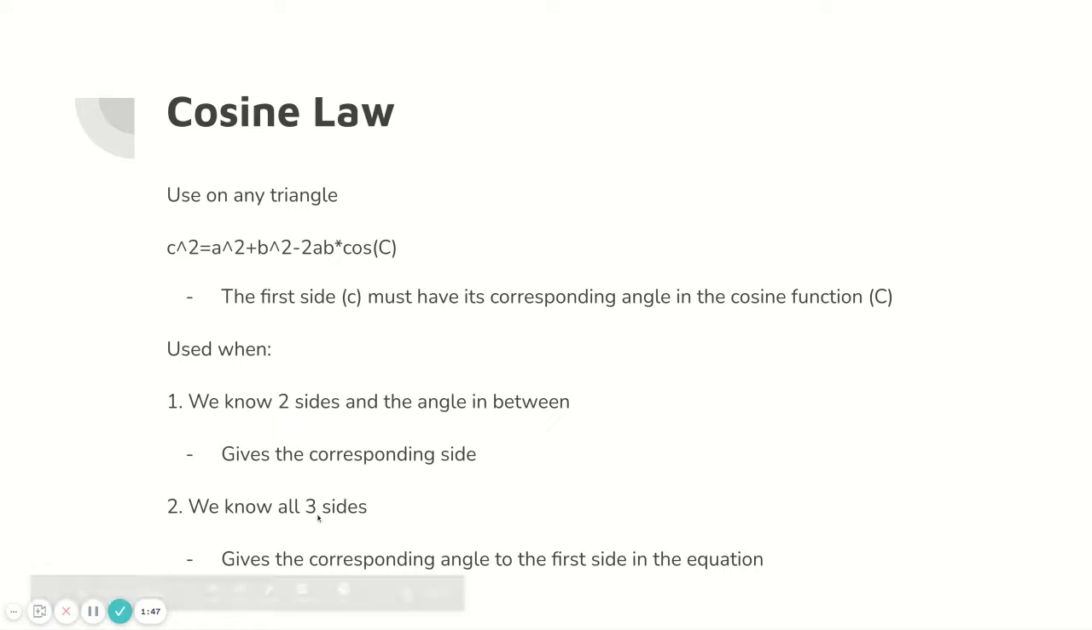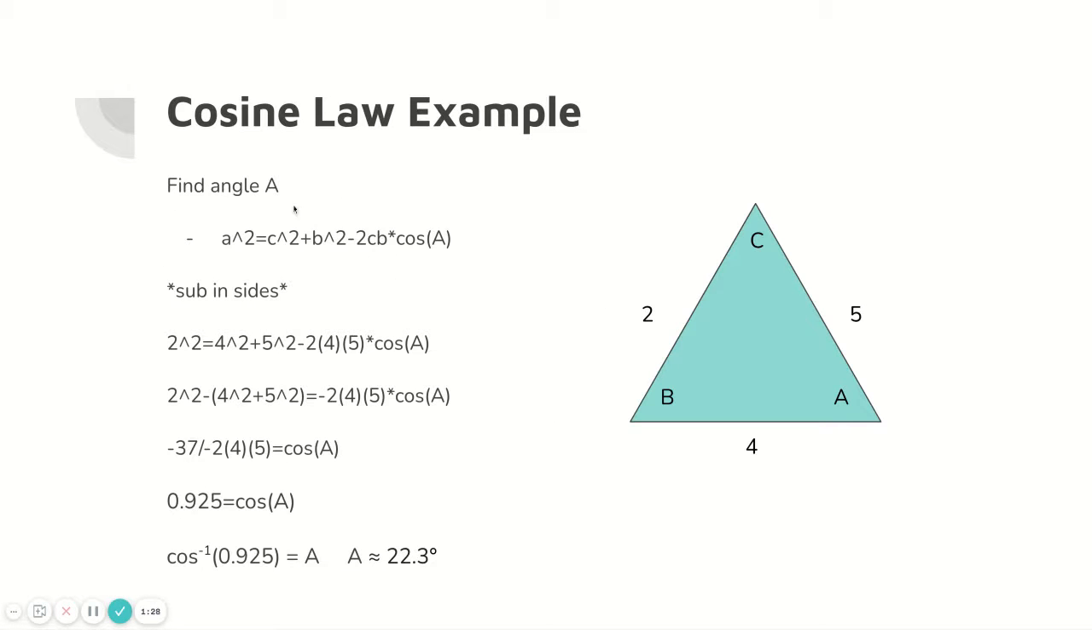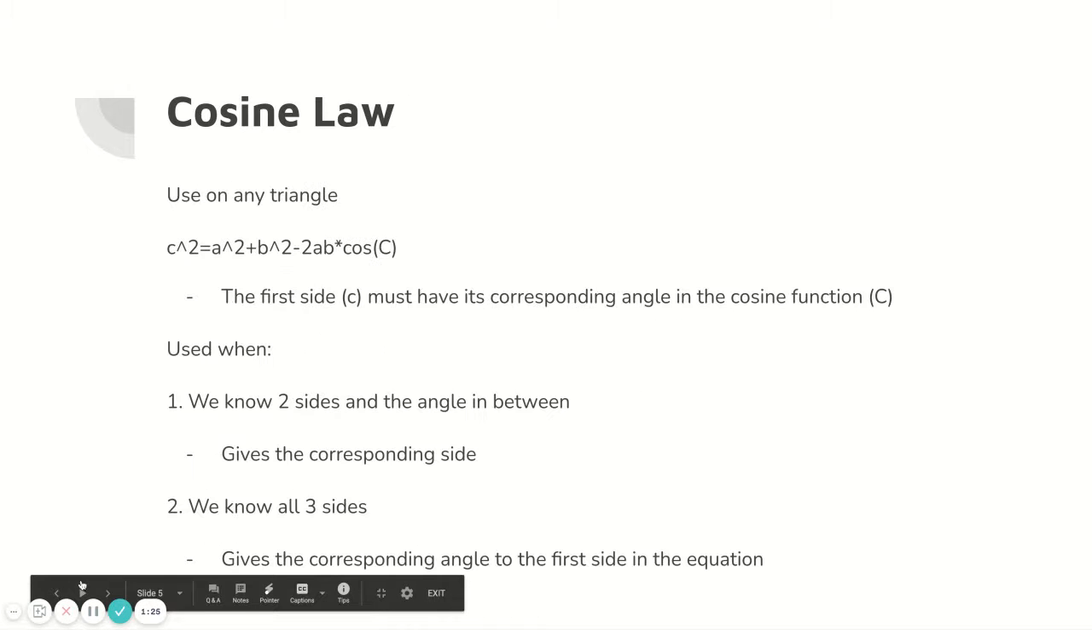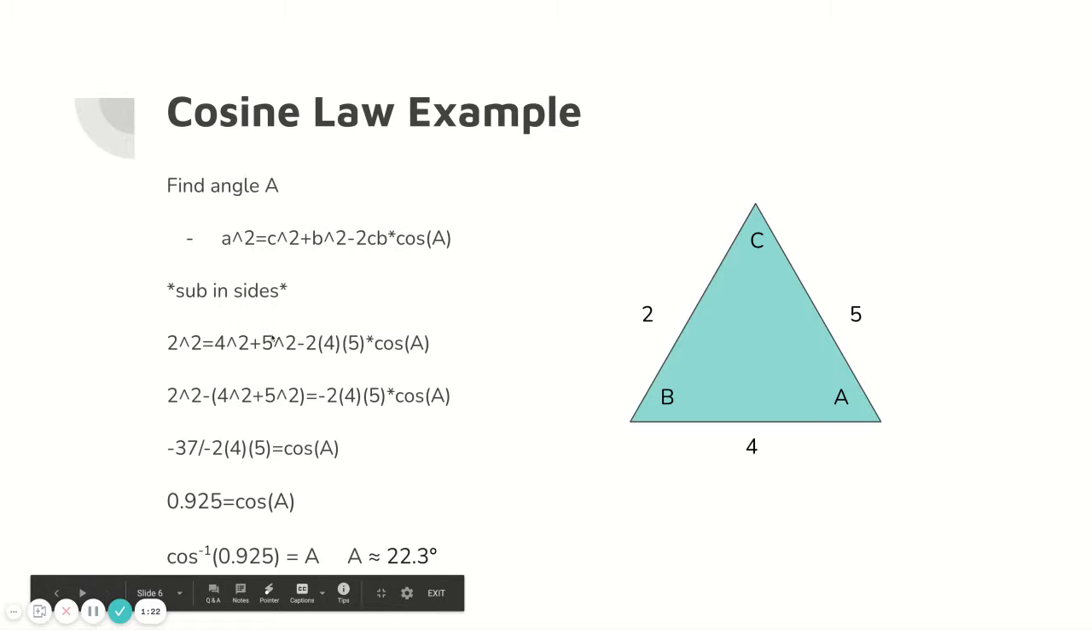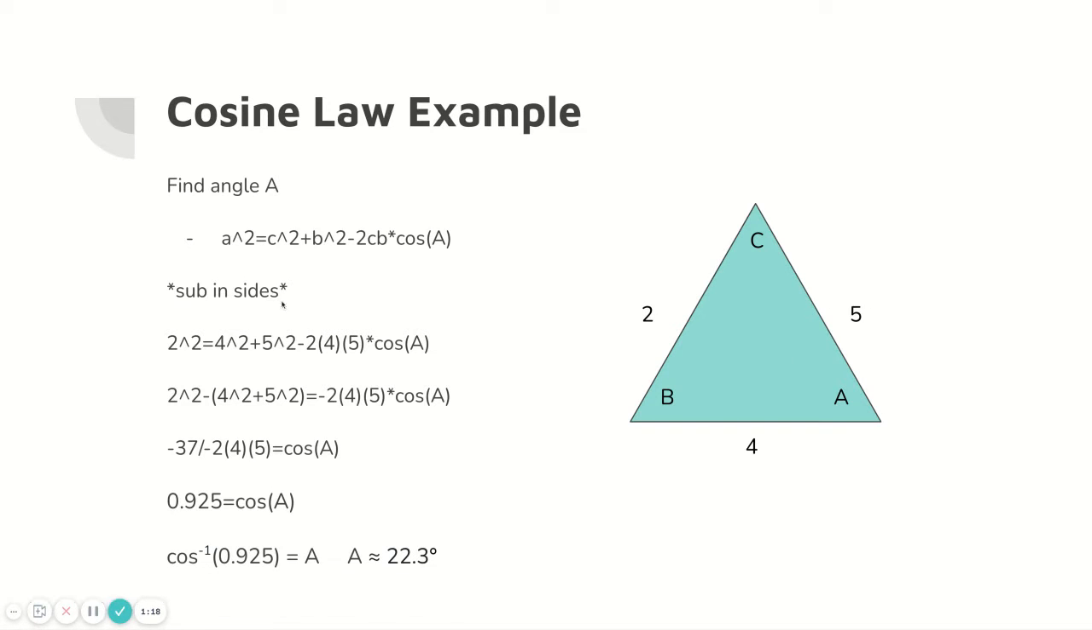And then we also use it if we know all three sides, and it gives the corresponding angle to the first side in the equation. Let's say if you're trying to find angle C, then side c has to be the first side, like here. So let's say we want to find angle A, which means that we have to know all three sides. So I give all three sides: 2, 4, and 5.